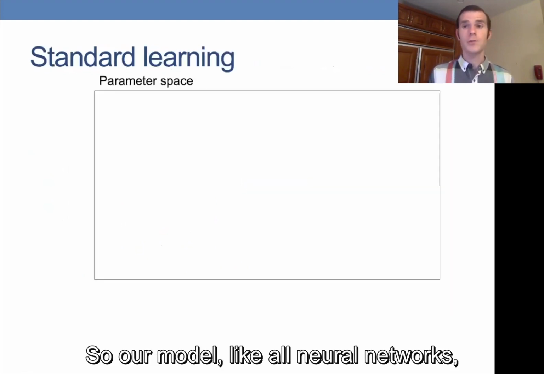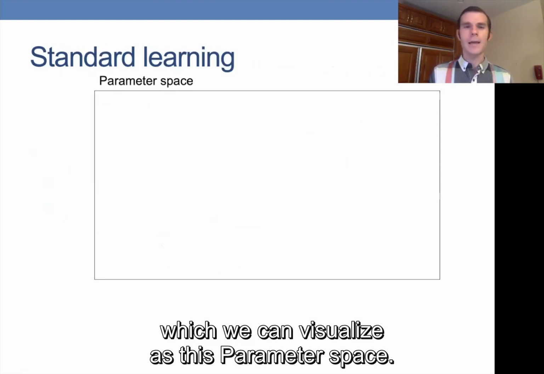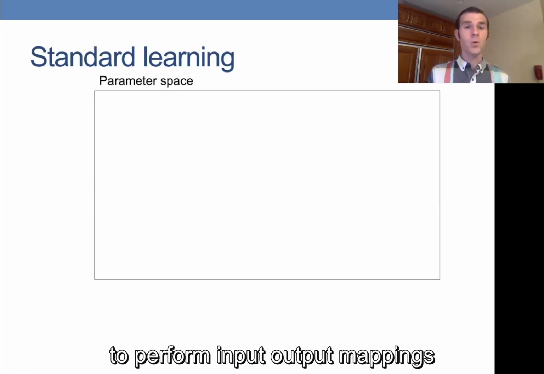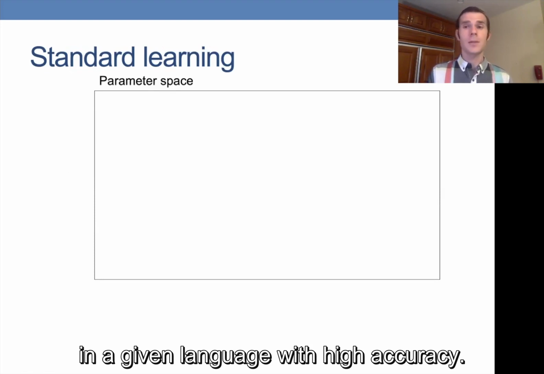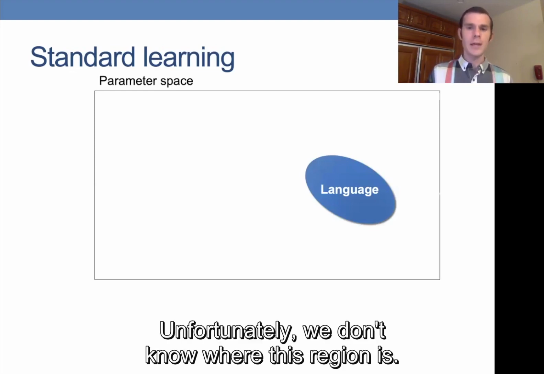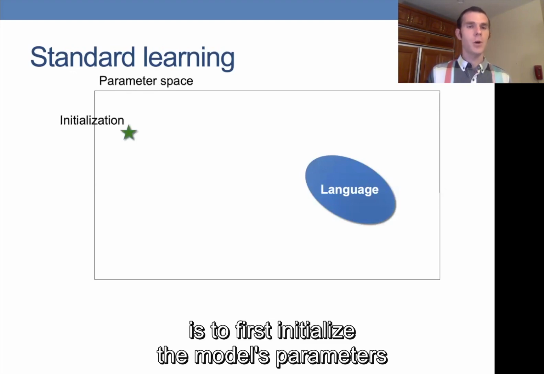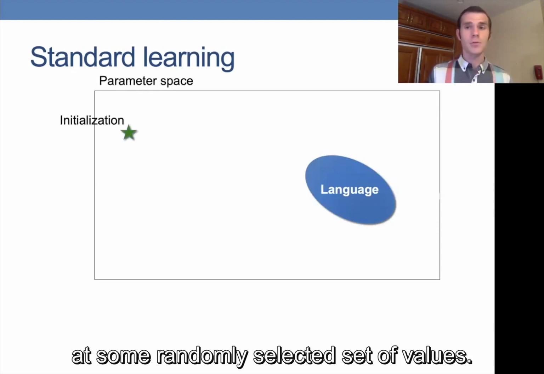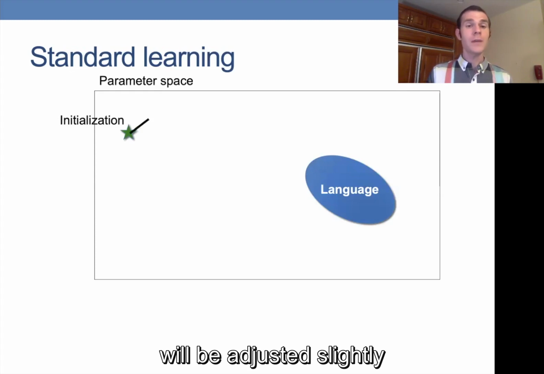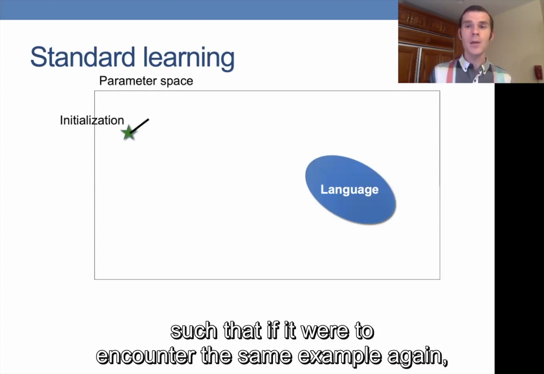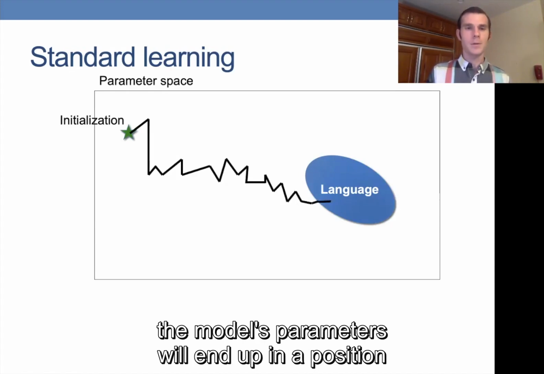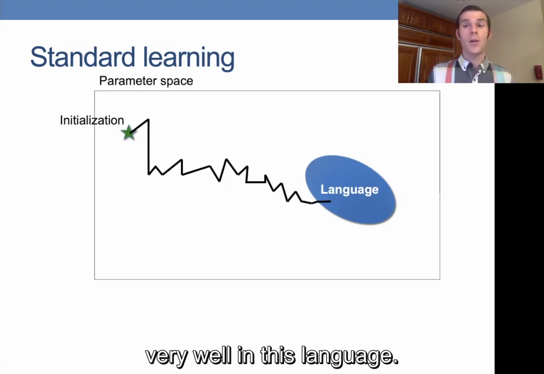So our model, like all neural networks, is governed by a large number of numerical parameters, which we can visualize as this parameter space. Hopefully, there will be some range of values for these parameters that would enable the model to perform input-output mappings in a given language with high accuracy. We can visualize that range of parameter values as a region in parameter space. Unfortunately, we don't know where this region is. So the standard approach is to first initialize the model's parameters at some randomly selected set of values, and to then train the model on a large number of examples from the language, where after each example, the model's parameters will be adjusted slightly, such that if it were to encounter the same example again, it would now get closer to the correct answer. And after performing many such adjustments, the model's parameters will end up in a position where it can now perform input-output mappings very well in this language.